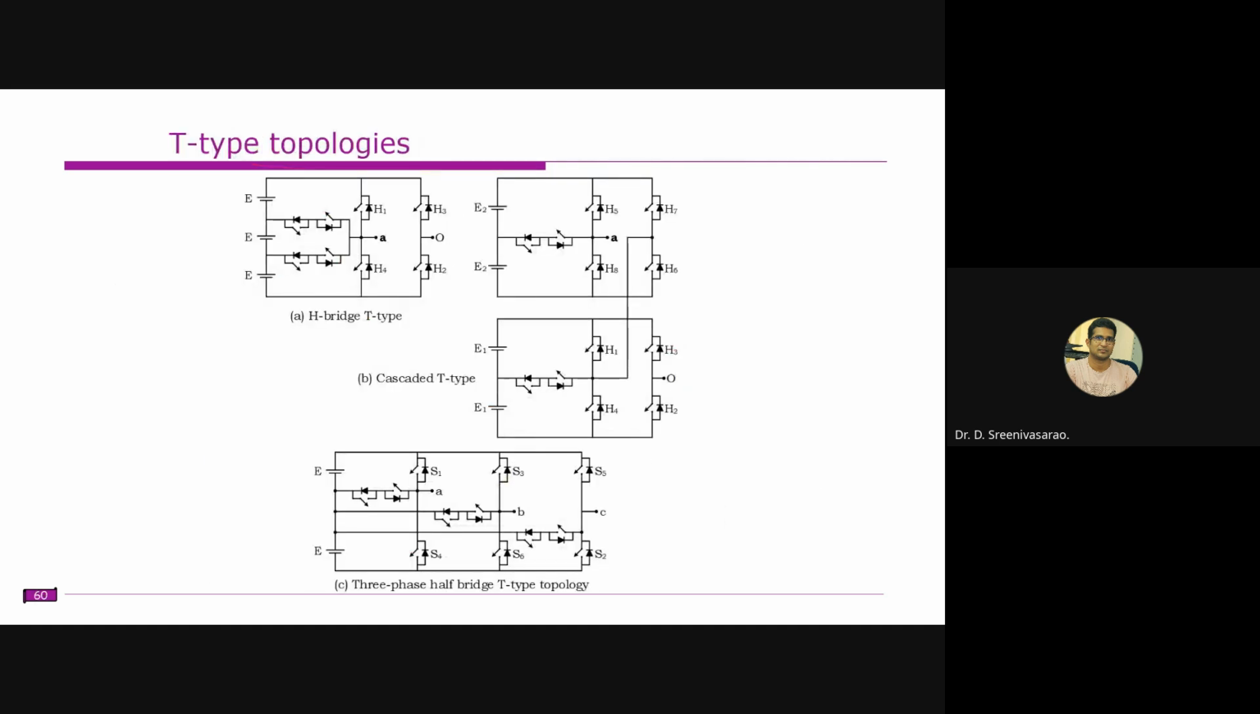So we have another one, the T-type topologies. This one we discussed. This is one T-type inverter for single phase, right? And this is a cascade connection of T-type inverters. So this is what we discussed already. And this is the T-type H-bridge converter. So these are T-type converters.